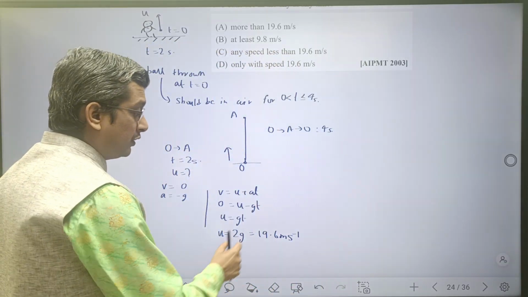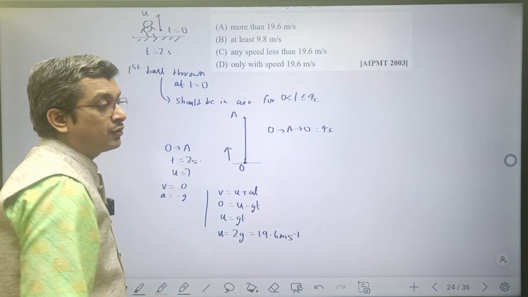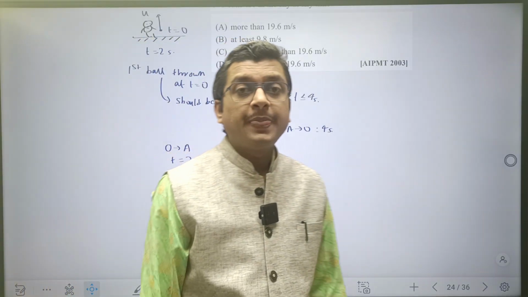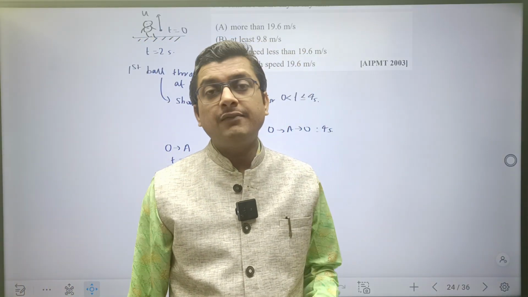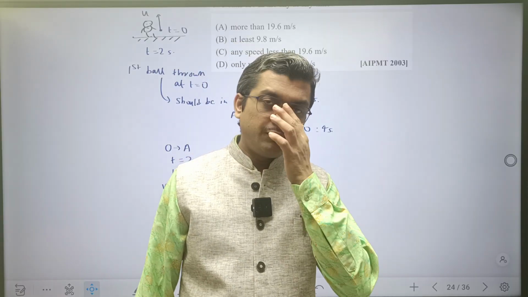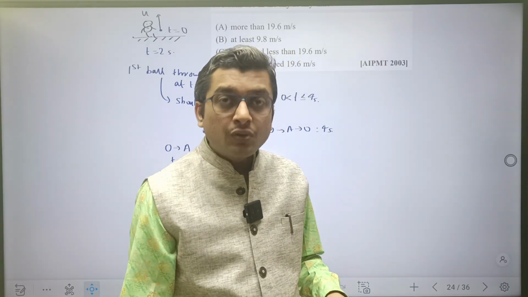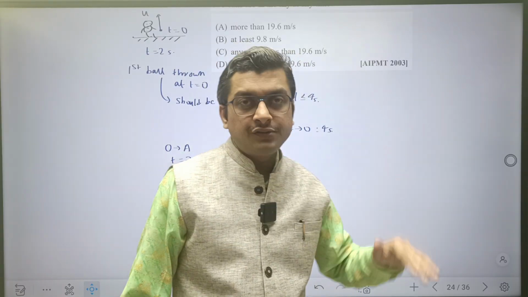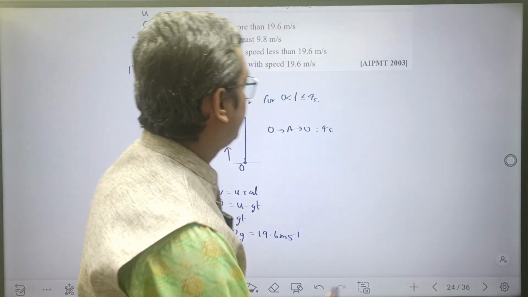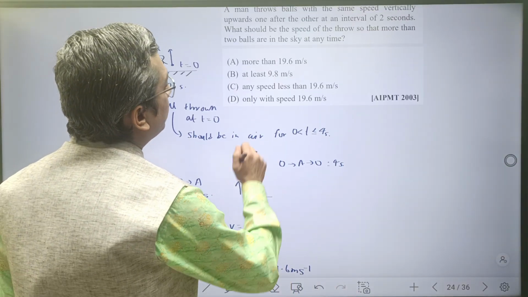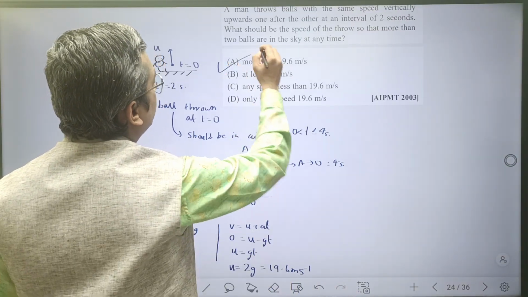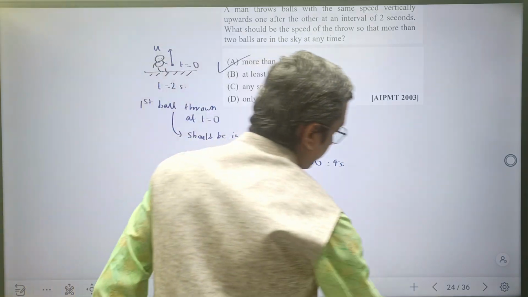But if the velocity of throw is less than 19.6 meter per second, then there will be some time when there is only a single ball in the air, because before the third ball is thrown, the second ball reaches the ground. That is before t is equal to 4 seconds. So the velocity must be at least, or you can say more than, 19.6 meter per second.